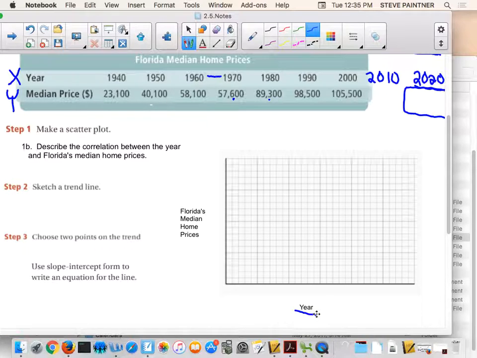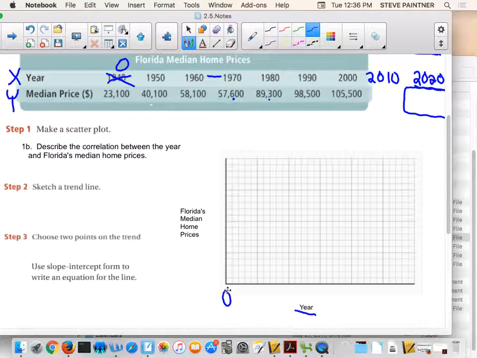But you know what? When it comes to the years, I got to tell you, most math books will do the same thing. Instead of graphing the year 1940, they do something like this. They go, I'm going to change that year to year 0. Because a number line usually starts at what number? 0. But that's not the year 0. It's really the year 1940.